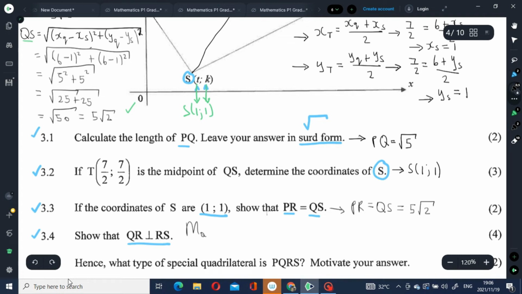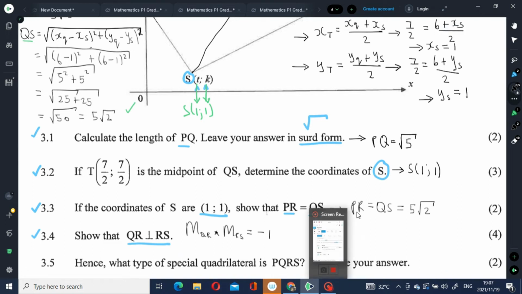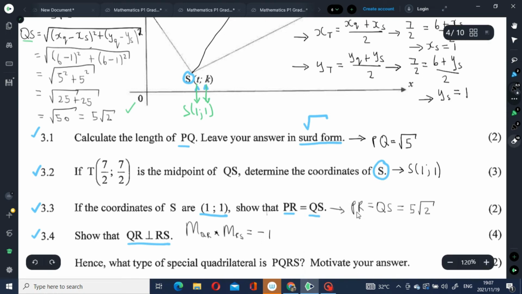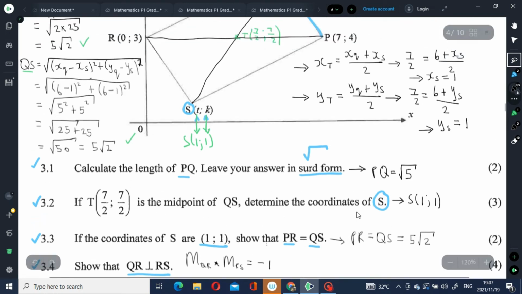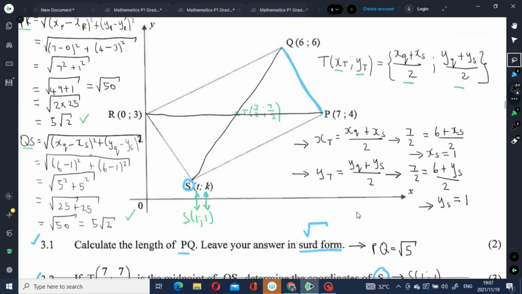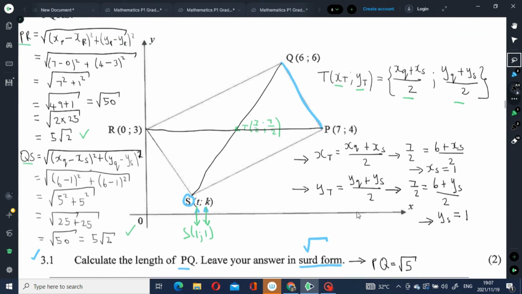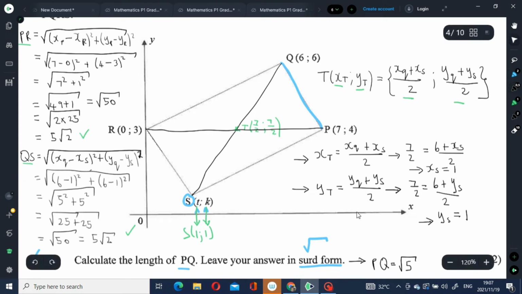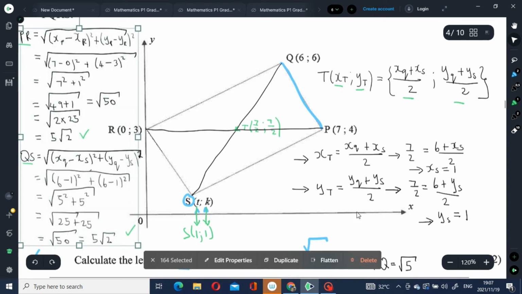And by definition, if that's the case, then the product of the gradients of QR and RS should be equal to -1 by definition. If those two lines are perpendicular, then the product of their gradients should be equal to -1. A very important formula that is always used in these question papers. So let me just clear the space here, right?